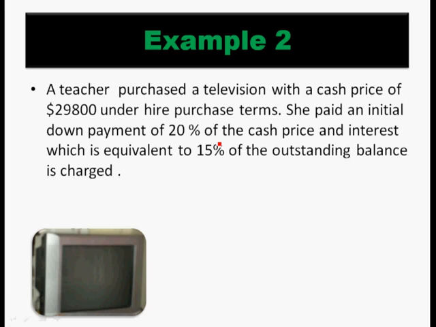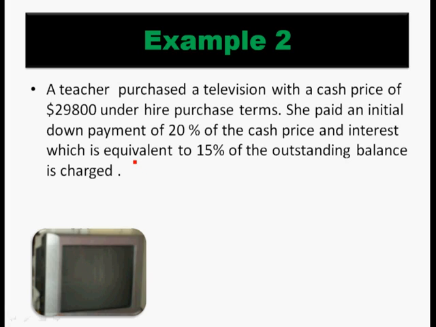Now, what I want you to do is to pause the video now and find 20% of the cash price. Now, question, what was the cash price? Yeah, man, the cash price was what? 29,800. I know you're paying attention. Good. So to find her down payment, then you'd have to find 20% of the 29,800. And the interest, which is equivalent to 15% of the outstanding balance is what?